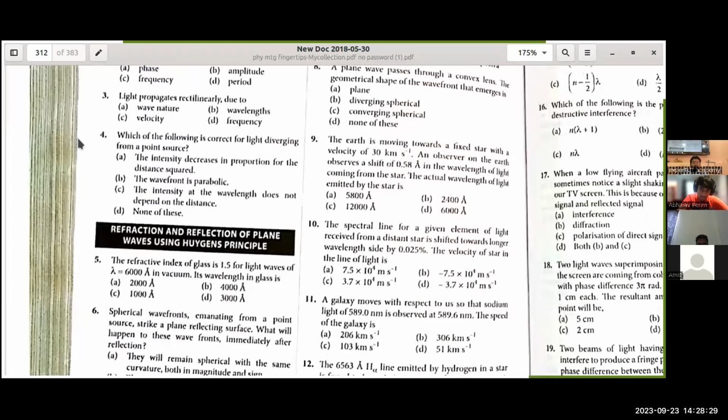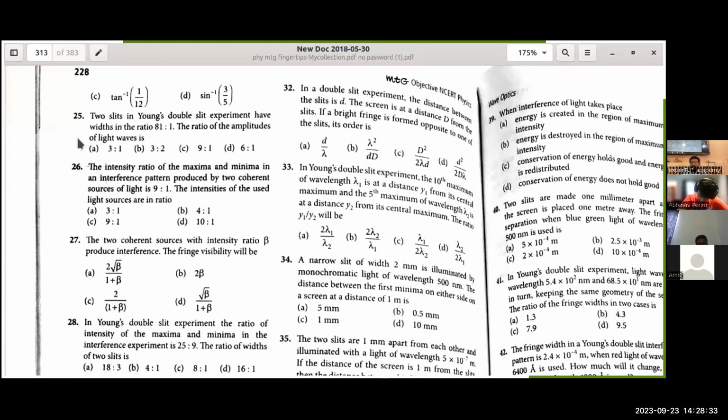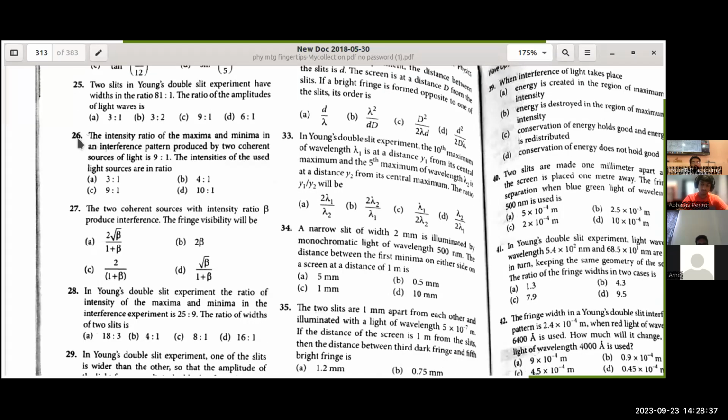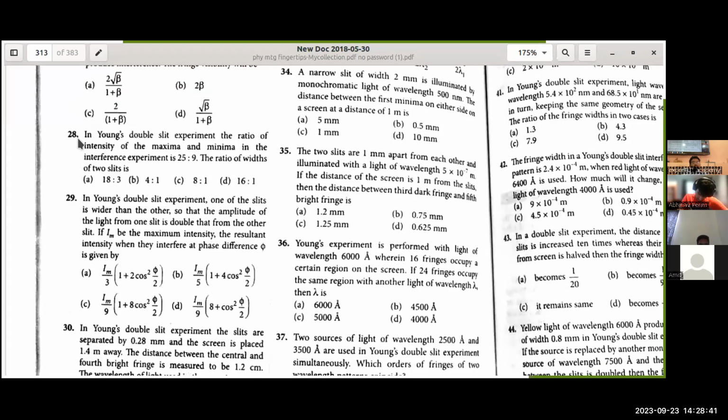Okay, got it. I think A is the correct one. All right. Vansh and Amit and Abhinav, send me your working. Okay, sir.